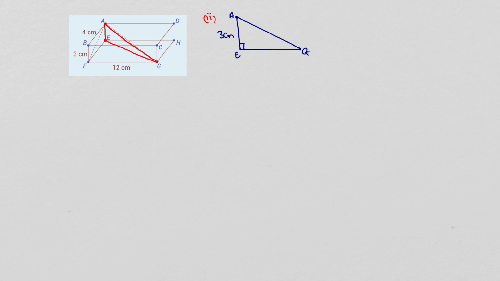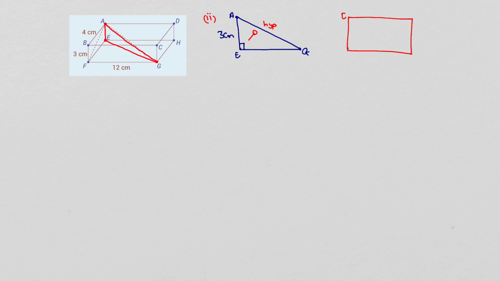I'm trying to find the side AG, which is the hypotenuse, but I don't have EG, so I have to find something else about EG first before I can find AG. Now if I look at EG, EG is on the bottom of the box, and the bottom of the box is of course a rectangle.